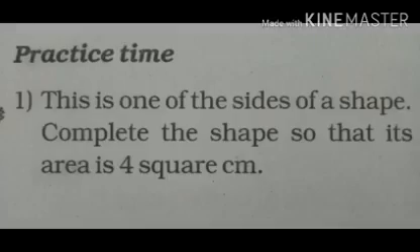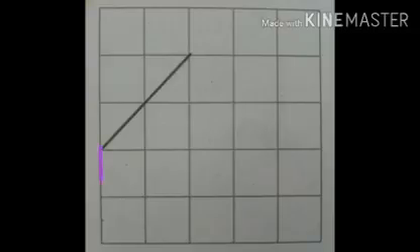Now one side of the shape is given. You have to complete the shape such that its area is 4 square centimeter. So either you can draw like this, or it can also be drawn like this.